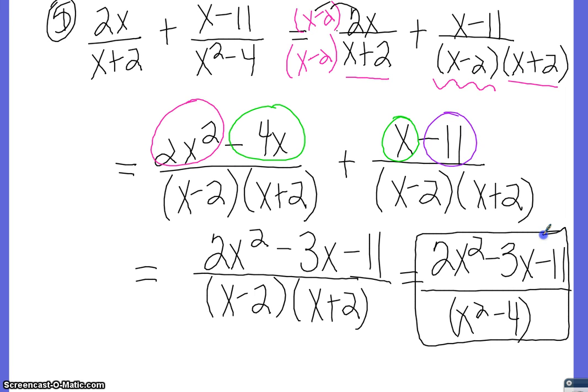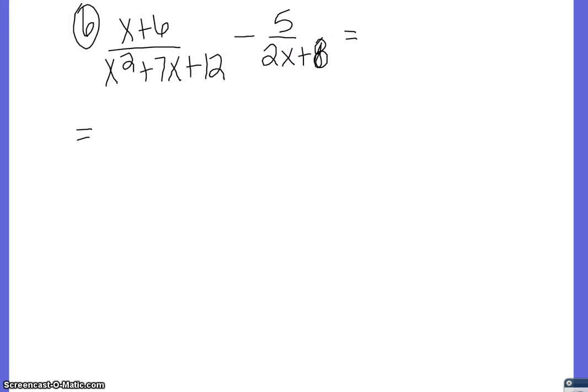Okay, so let's look at question number 6. Question number 6 says I got (x plus 6) over (x squared plus 7x plus 12) minus 5 over (2x plus 8). So remember, the first thing we said we were going to do is factor our denominators. So x plus 6 stays the same, and my denominator is going to be x plus 4 and x plus 3.